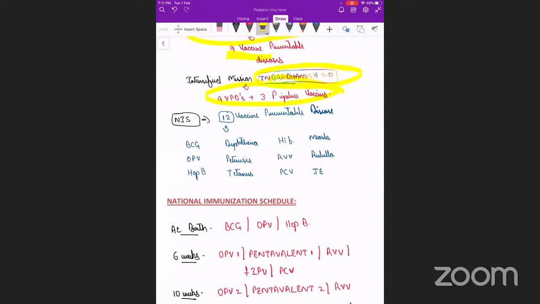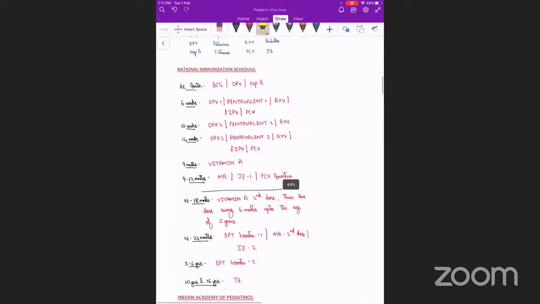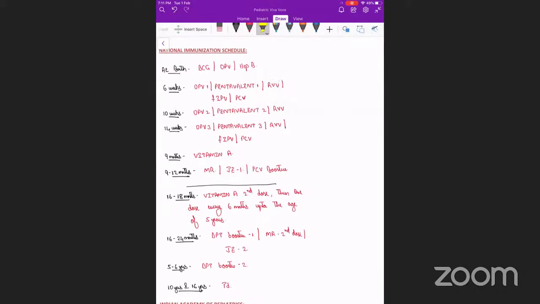And then what is important to know is how do we give this vaccine? What is the schedule? Okay, so it is simple. Most of you will know this by heart by now. Okay, if you have attended your postings well, you are expected to know this by heart.